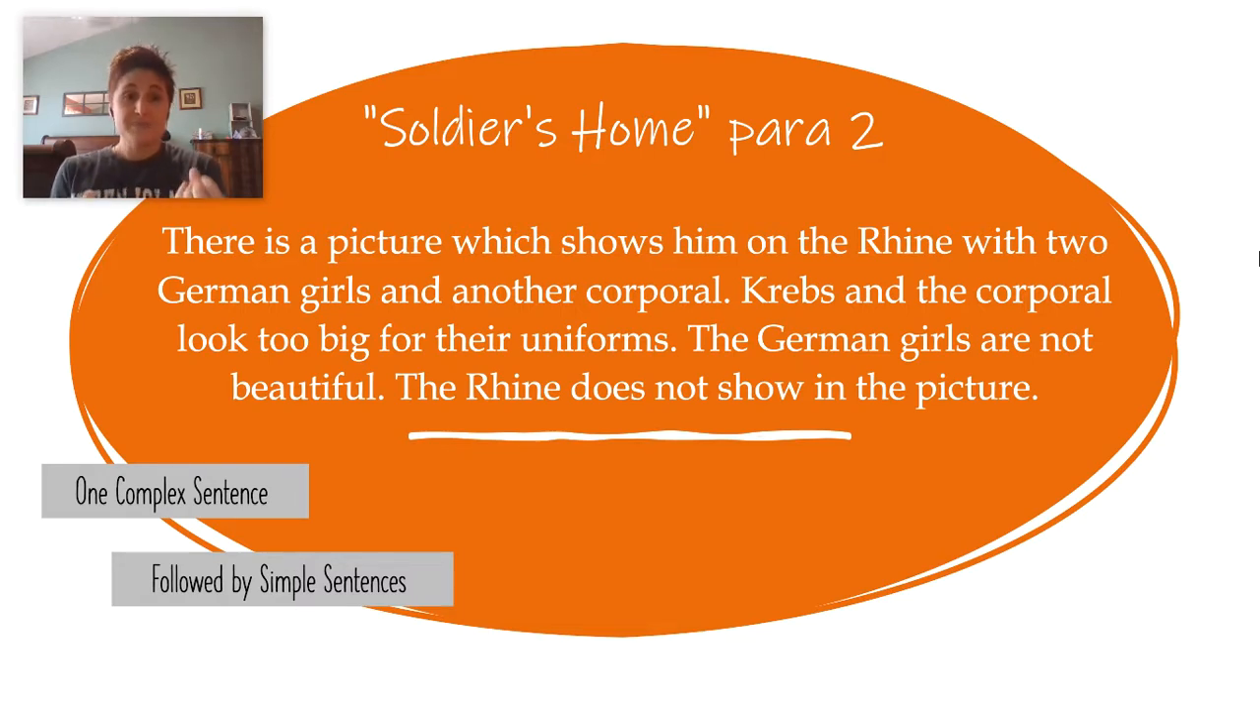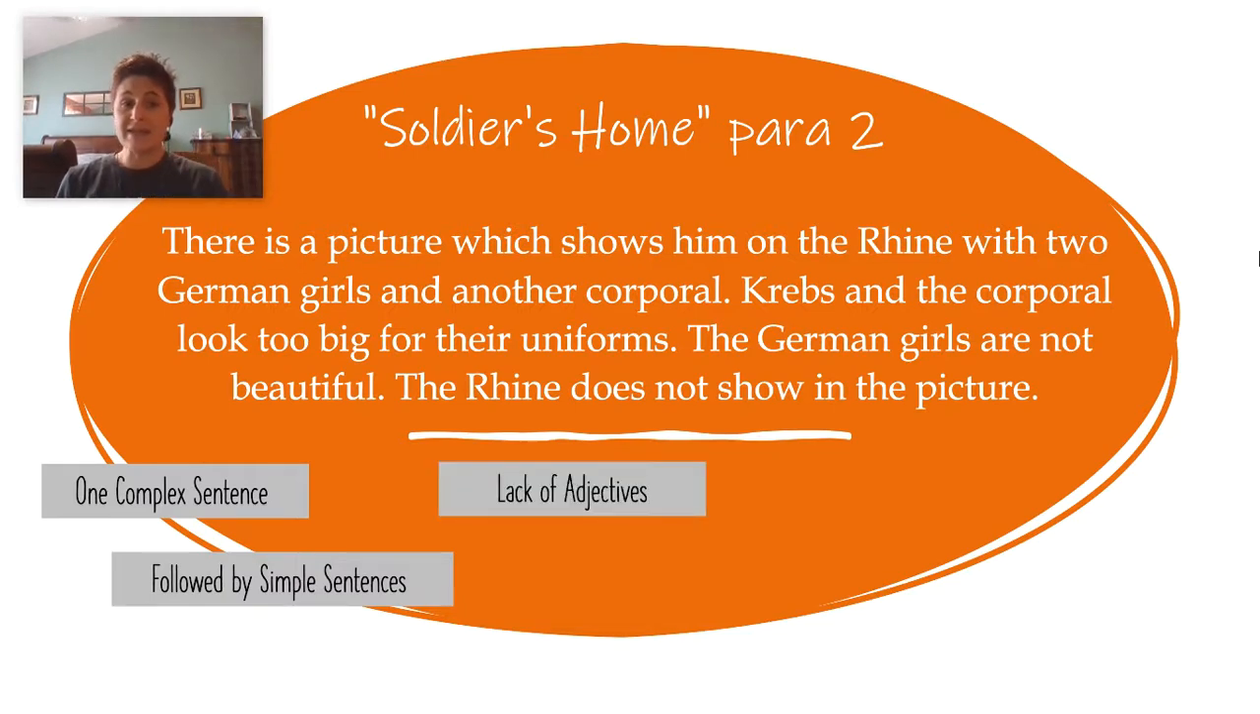It doesn't look good. And this is continued or repeated by the negative words in the next two sentences. The German girls are not beautiful. And that's all he feels like he needs to say. They're not beautiful. And then the third one, the final one, and the most impactful, the Rhine, the exotic river, does not show in the picture. It's not even there. So this long, complex sentence sets up this image of a soldier with his two girls, but then it is slowly broken down by the syntax of short sentences and the word choice of negative words in the following three sentences.